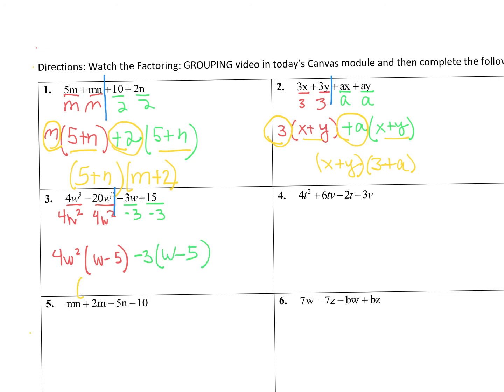When I go to write my answer here, here's my one that's in common, w minus 5. My second factor I'm going to create from the greatest common factor of the first group and the greatest common factor of the second group.